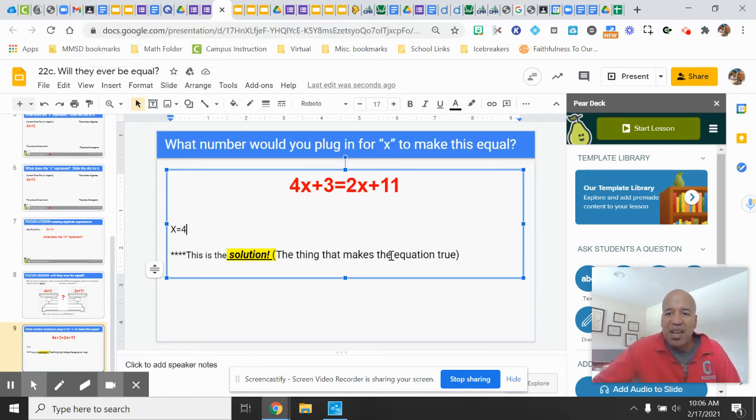And remember that today is Asynchronous Wednesday and that you should be working on the iReady lesson about equations. It's going to help us with our equation work.